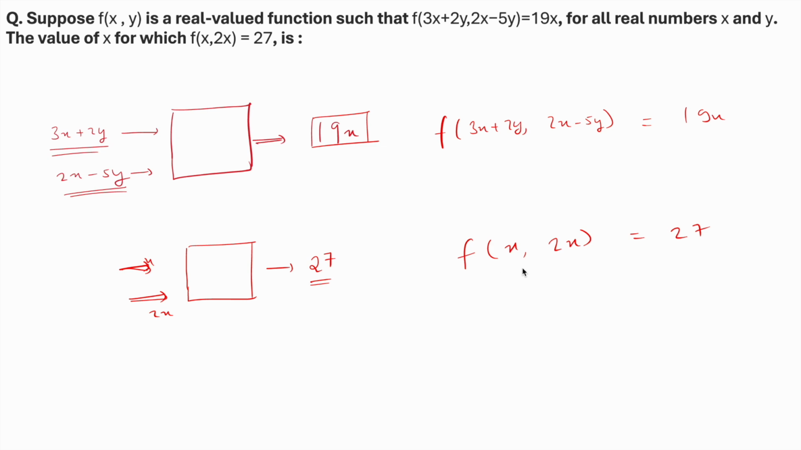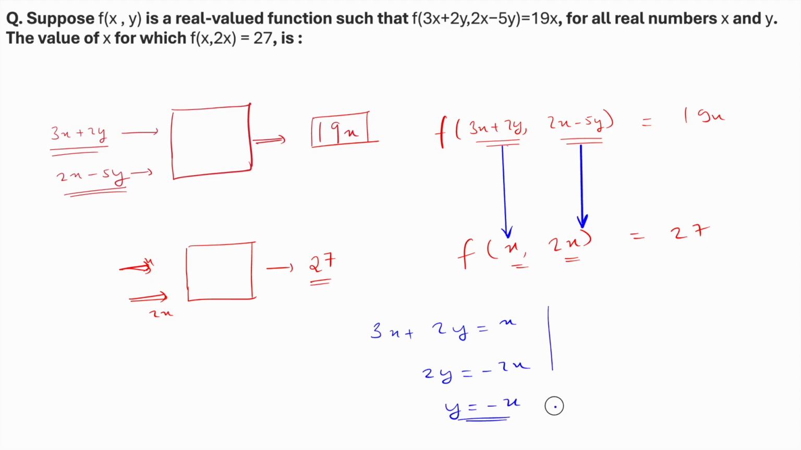So in the second case your inputs are x and 2x, while in the first case your inputs are 3x plus 2y and 2x minus 5y. Let's see what we can do. The first step we can try is to equate 3x plus 2y with x and 2x minus 5y with 2x. So 3x plus 2y equals x, giving 2y is minus 2x, or y is equal to minus x.